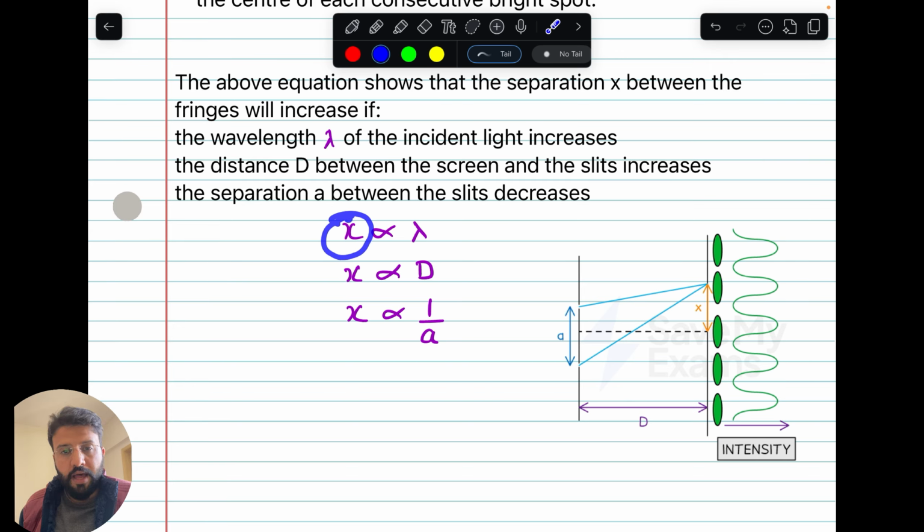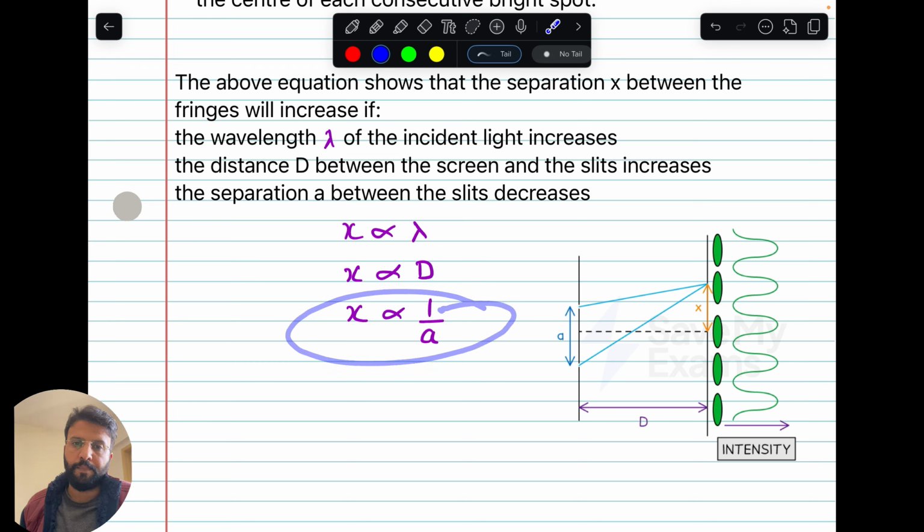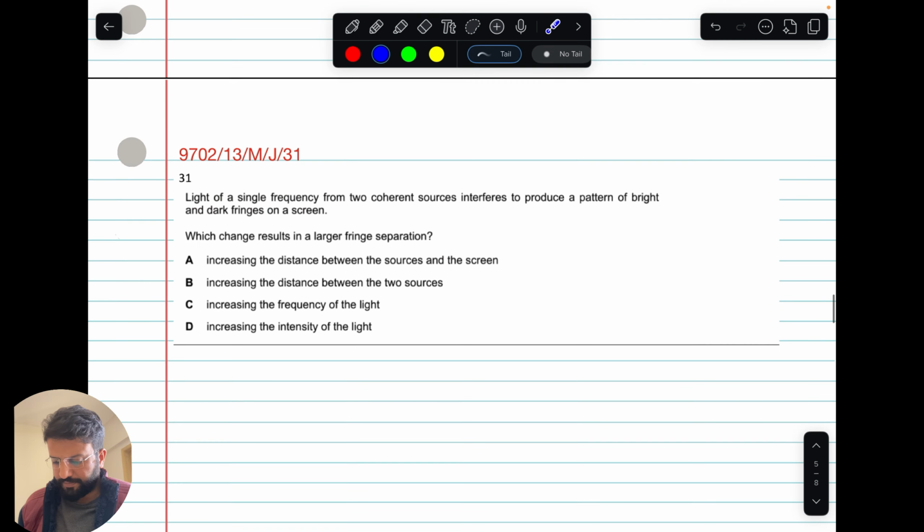This x is the height of the fringe from the central maxima. It is directly proportional to the wavelength. If you increase the wavelength, the separation between the maxima will increase. It is directly proportional to D, the separation between the screen and the slits, and inversely proportional to a, the separation between the two slits. The gap between the two slits, you can say.